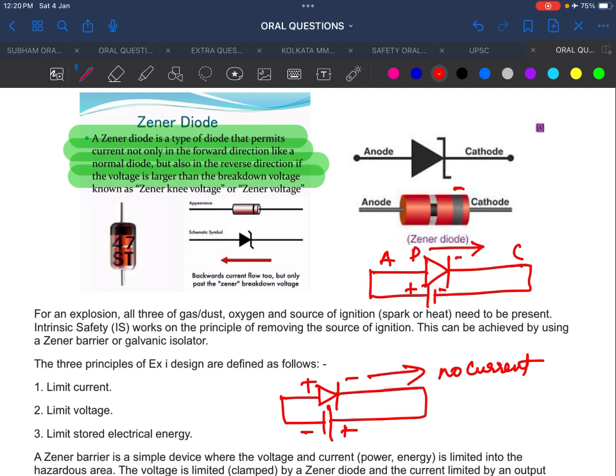So when we connect this diode onto the negative terminal, and this negative terminal to the positive terminal, that is called reverse biasing. No current flows. Okay, so this is the behavior of the normal diode.